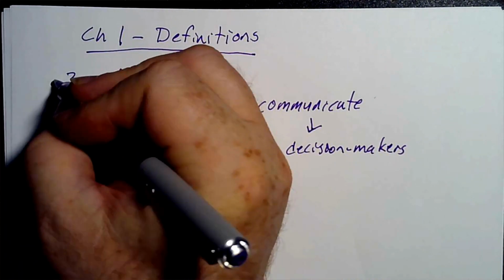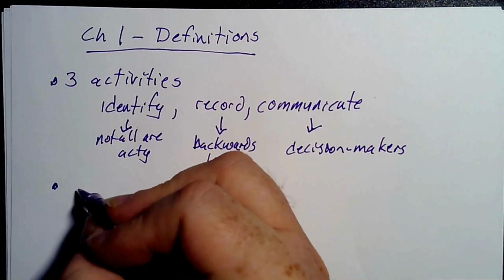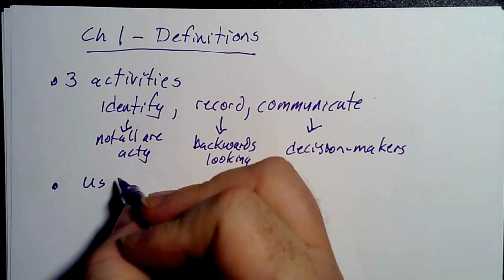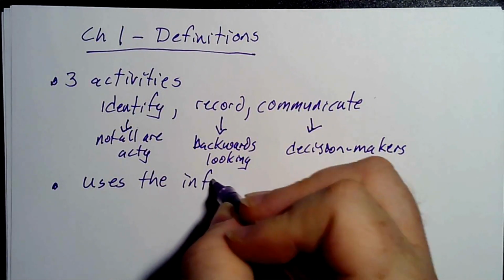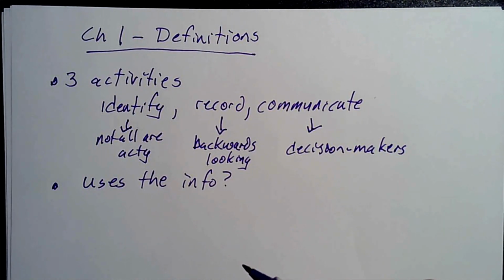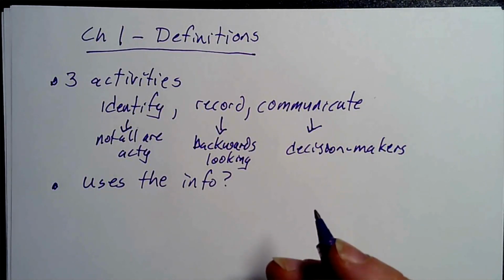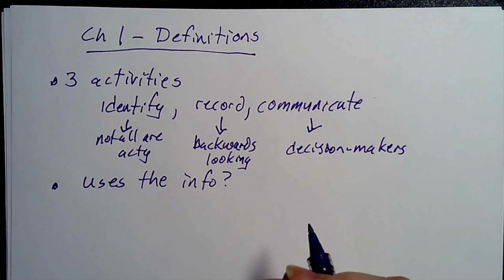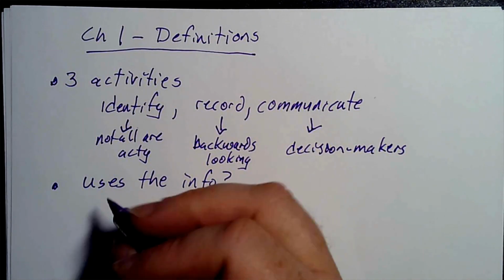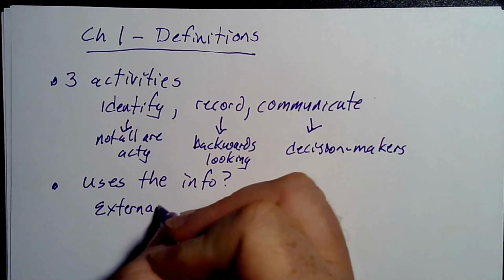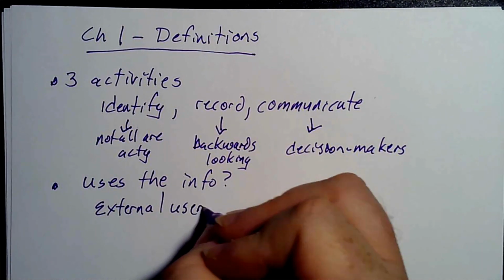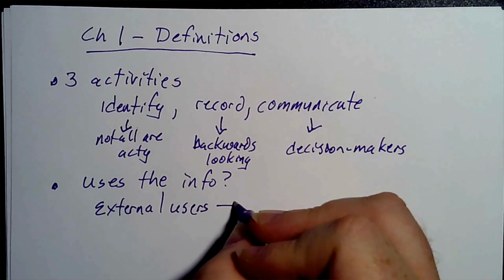So the next one is who uses the information. The accountants are putting together all of this information. Who uses it? Well, there are two primary groups, and all the things that we're going to be studying in this course are with the first group. The first group is who we call external users. External users of the information are primarily from these three groups.